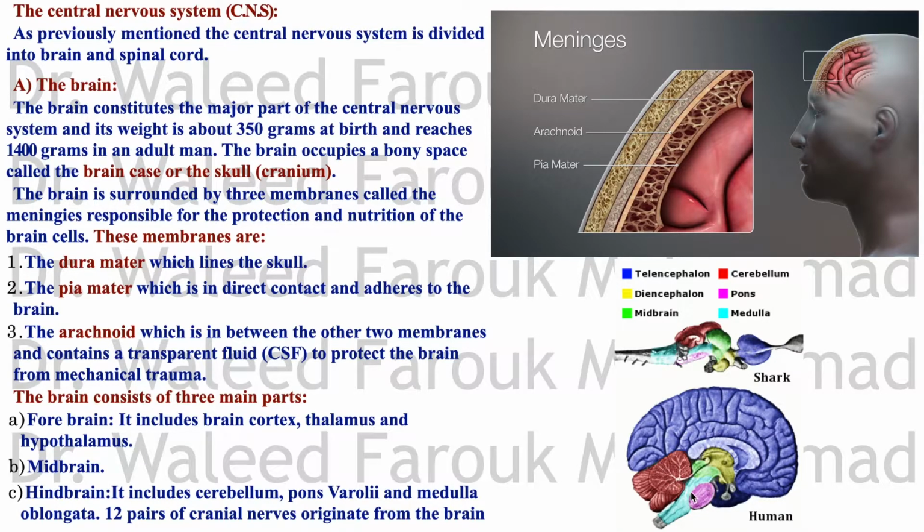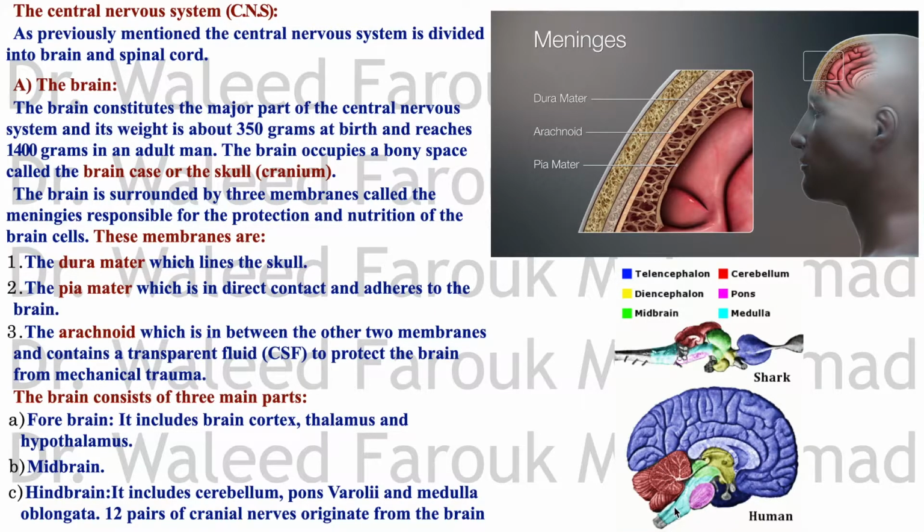الهايند برين اللي هو كل الجزء ده اللي هو عبارة عن ايه بقى؟ السيربيلم، البونز بيسموه البونز فارولي، and ميدالا اوبلانجاتا، دي الميدالا اوبلانجاتا. يبقى السيربيلم المخيخ، البونز، البون بالفرنش يعني بريدج، هو بريدج between the two cerebellar hemispheres, and the medulla oblongata.